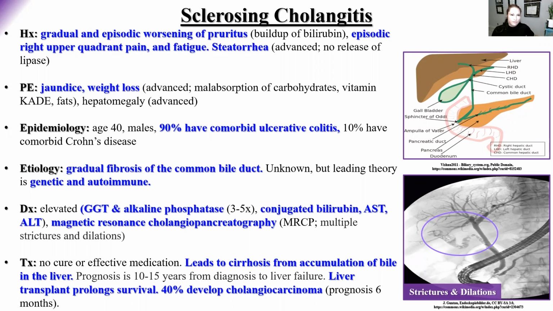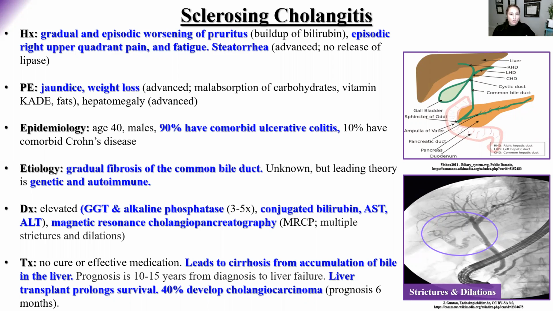Key epidemiology for this one is that 90% of people have comorbid ulcerative colitis. That's a huge hint in the question if they have that. So comorbid ulcerative colitis, which we know is an autoimmune disorder, and that's why it's associated with this. 10% will have Crohn's disease, but really look for ulcerative colitis in this one.